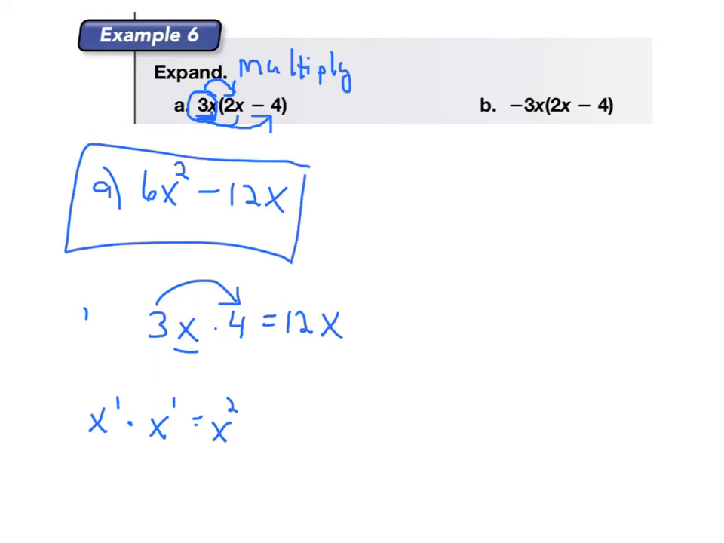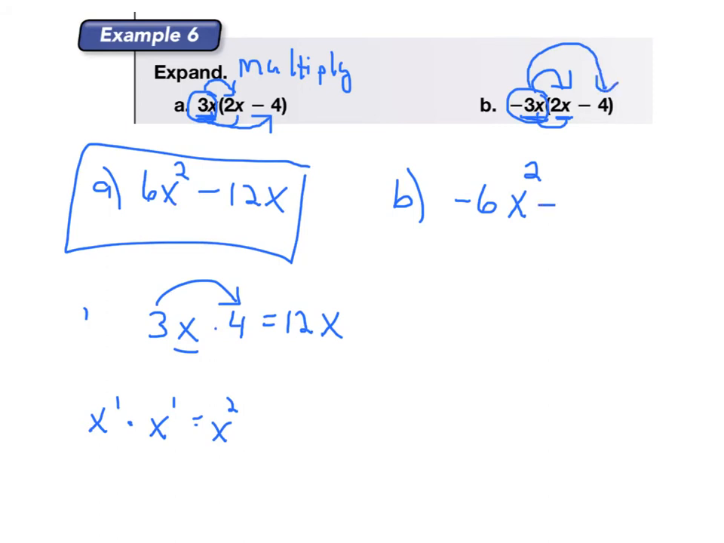For B, we're going to multiply, but now we have some negative numbers that we're going to multiply. So it's the same thing, only with a negative number. So now I'm multiplying negative 3x times a positive 2x. So I'm going to multiply the negative 3 times the 2, and I get a negative 6. And then x times x is x squared. Then I'm going to take this negative 3x and multiply it times the 4.